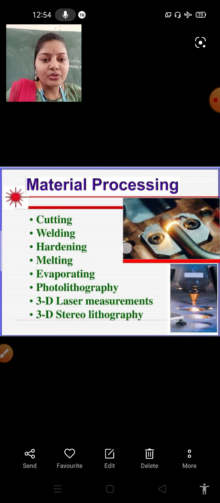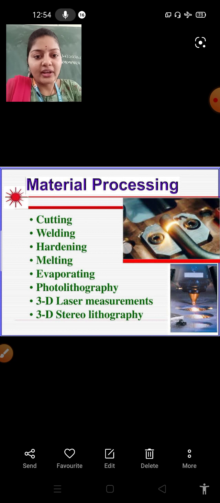This can be used for industry purposes. These are the manufacturing industrial purposes. So in industries we can use lasers for cutting, drilling, welding, and hardening materials. So for all these purposes we can use the laser. This is the first application of the laser.